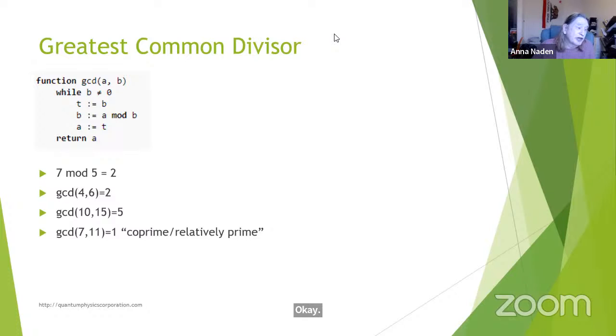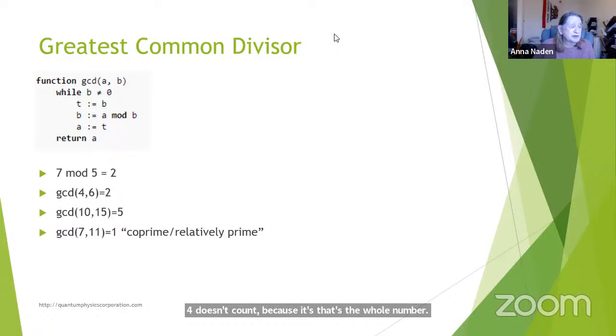So take 4 and 6. The divisors of 4 are 1, 2, and 4. Well, 4 doesn't count because that's the whole number. So the divisors are 1 and 2. The divisors of 6 are 2 and 3. So what do they have in common? The common divisor is 2. Similarly, for the greatest common divisor of 10 and 15, 10 is divisible by 5, and so is 15. And so the common divisor is 5.